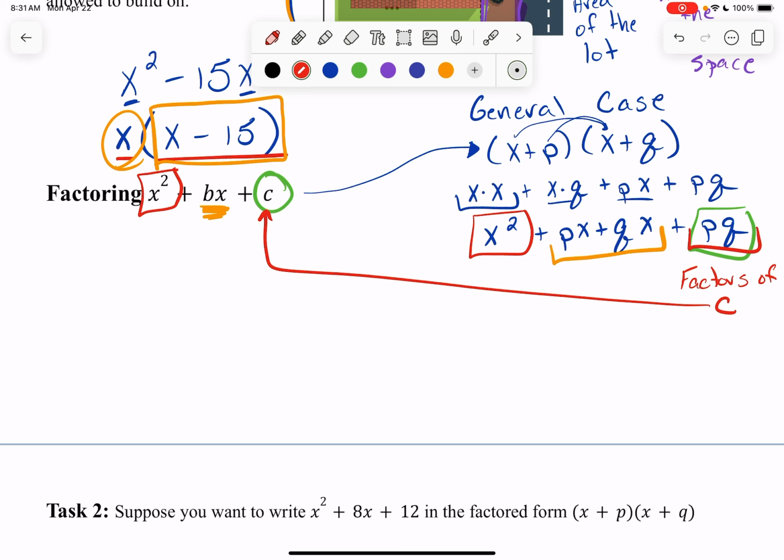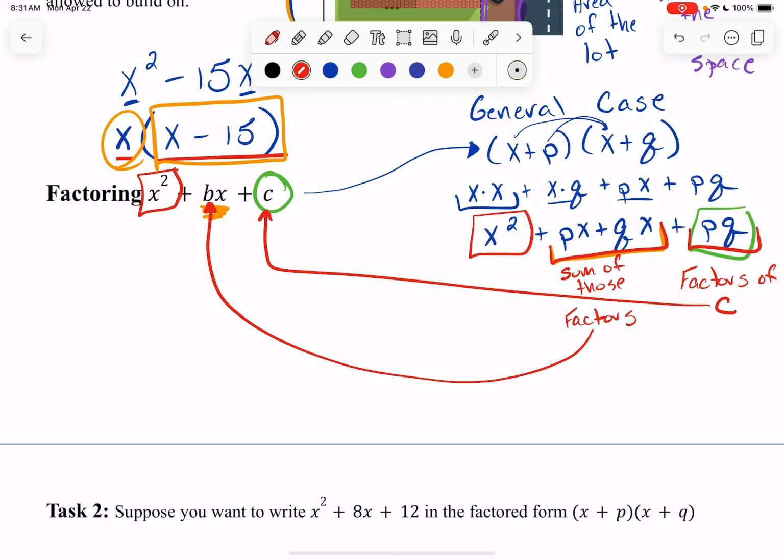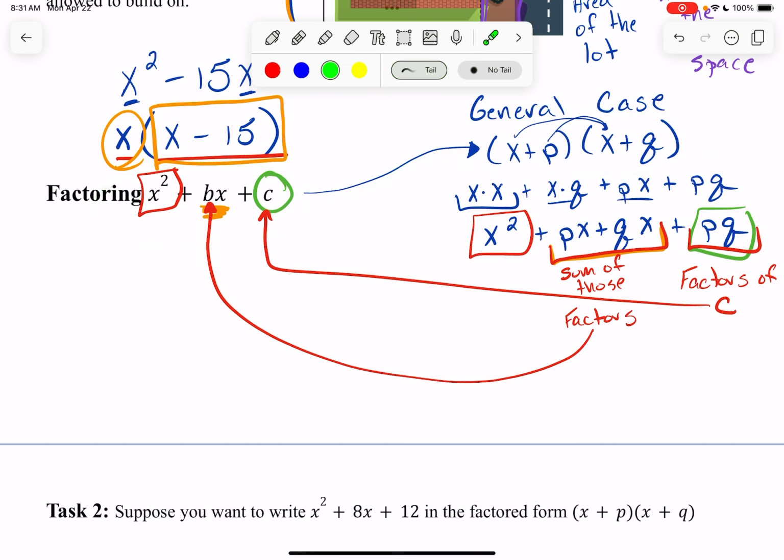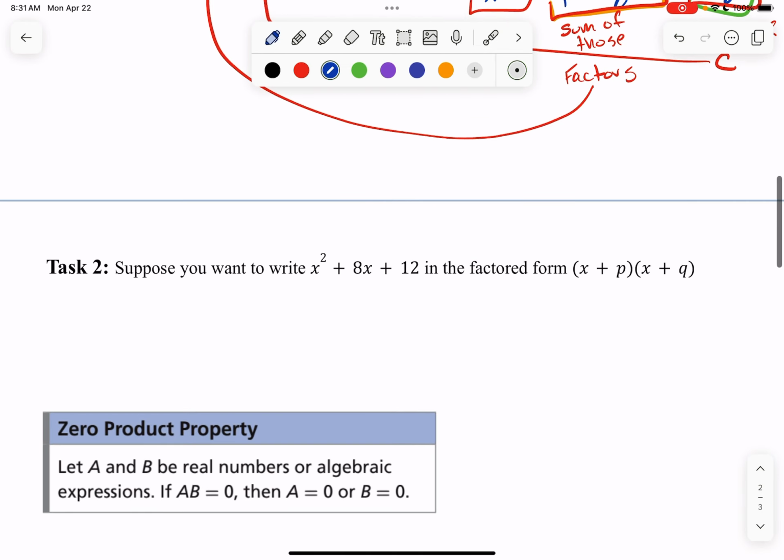Okay. And then the middle term comes from adding the sum of those factors. The sum of those factors gives me that middle term, that b. Because again, it comes from the px plus qx, the p and the q. So we're going to be using this process backwards. Instead of knowing what multiplies, we know the product, and from that product, we want to get to the factors. Okay, so let's go ahead and see what one looks like, and I'll walk through the process.